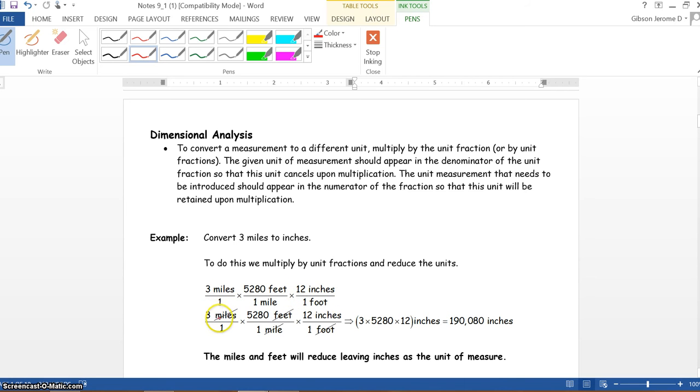Now we can cross simplify miles with miles, feet with foot. Now, when we get rid of all of these different units of measure, we're only left with inches. So now we multiply 3 times 5,280 times 12, and that will give us 190,080 inches. So the miles and feet will reduce, leaving inches as the unit of measure.